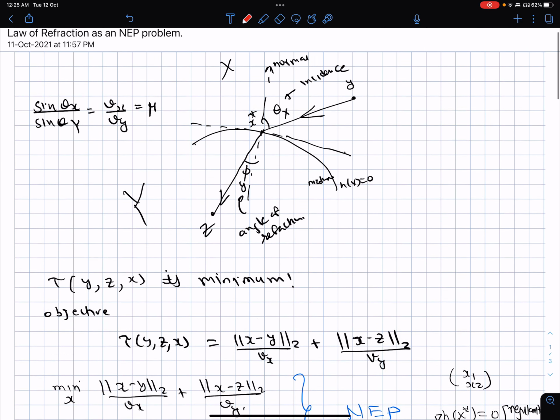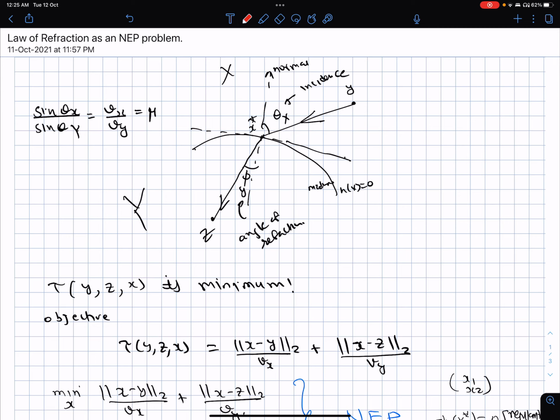So now we have seen one beautiful example in physics, using our NEP problem, where we have not assumed that this curvature is a straight line or anything like that. It could be any curvature, but just has to be smooth enough so that we can write it as hx equal to 0, and that proves our theorem.